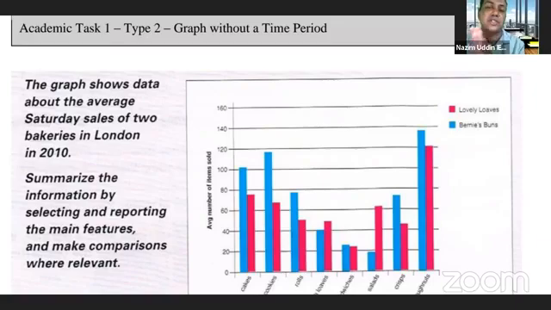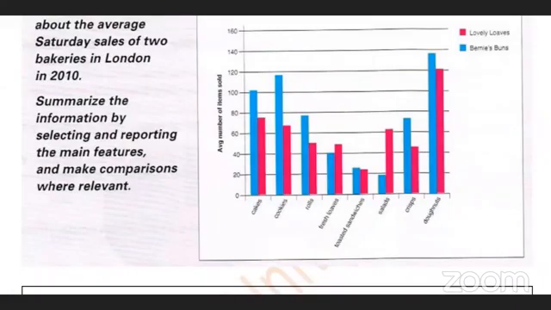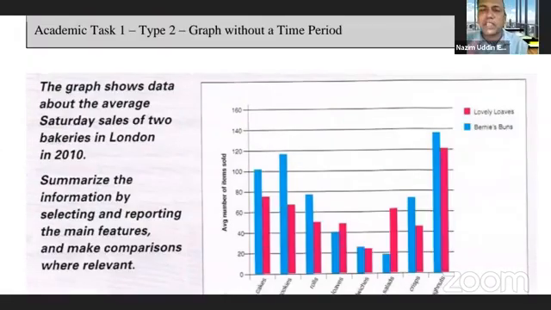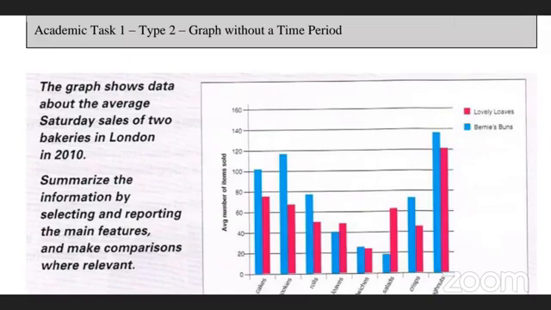In 2010, in London, on Saturday, the amount of goods they sell like cake, cookie, roll, fresh loaf, tomato sauce, or others. So, can you explain in your own words whatever you understand of the question? Sir, this paragraph shows the data about the average Saturday sales of two bakeries in London in 2010, and we have to make the comparison between Lovely Loaves and Barn Buns.